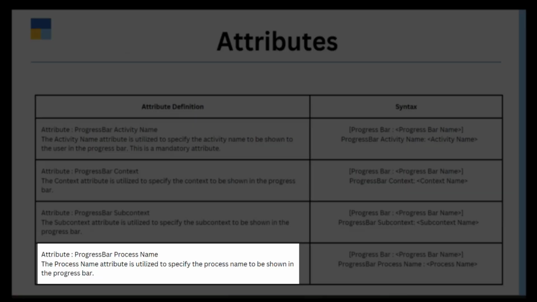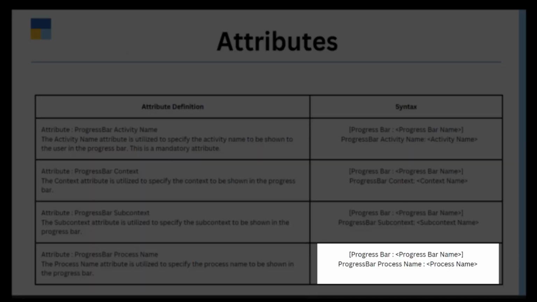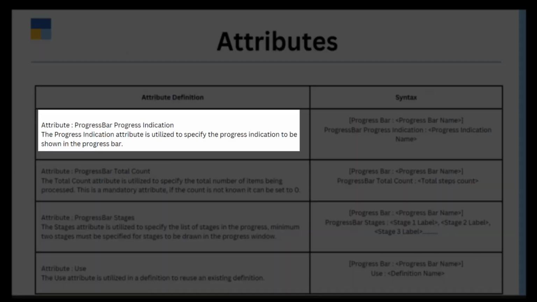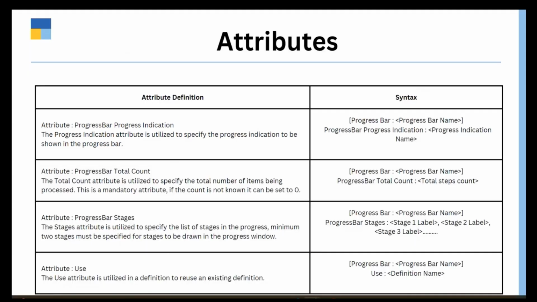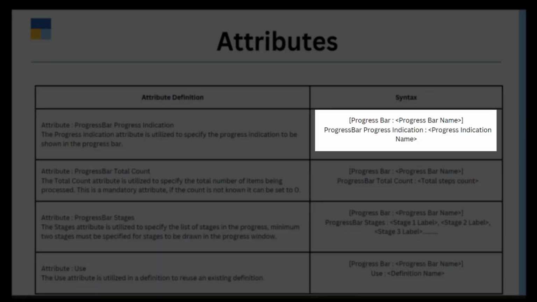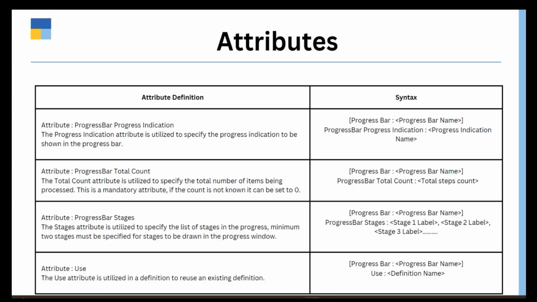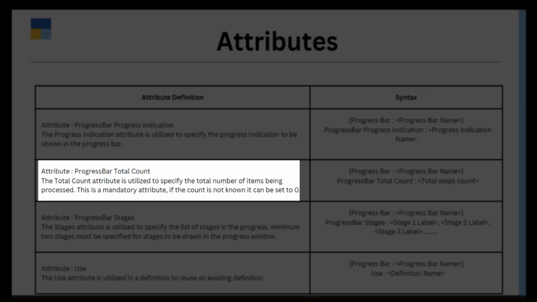It is used to specify the process name to be shown in the progress bar. The syntax for the same is as shown: attribute name, which is process name, followed by defining the name of the process. The next attribute we have is progress indication. It is used to show the progress indicators during progress. The syntax for the same is as shown: attribute name, which is progress indication, followed by the name of the progress indication. The next attribute we have is total count.